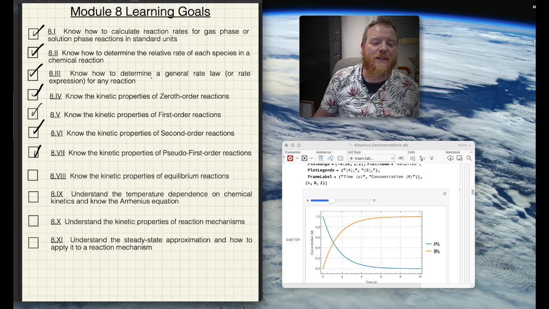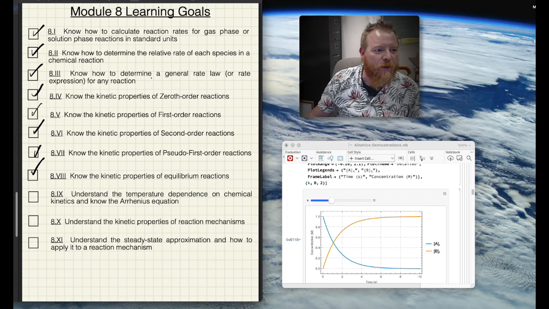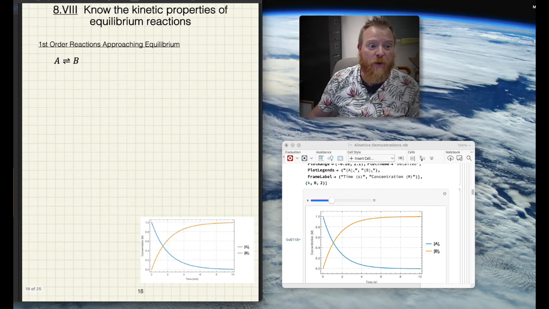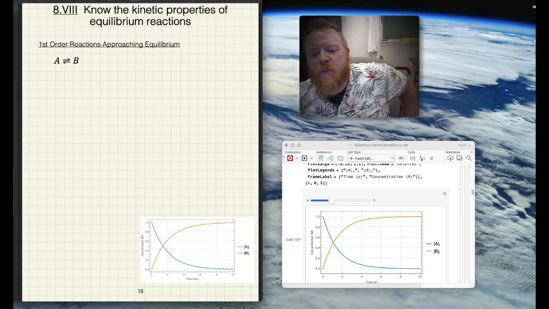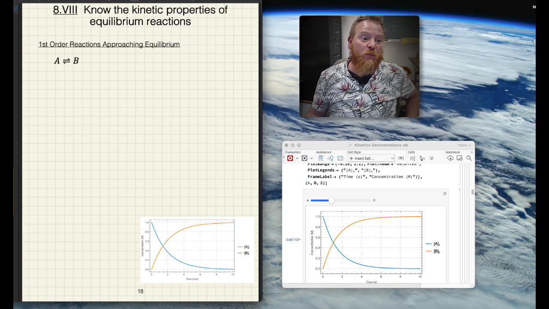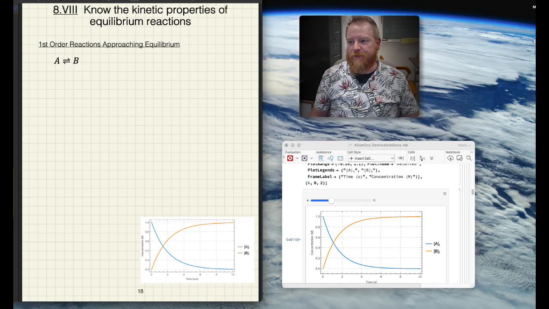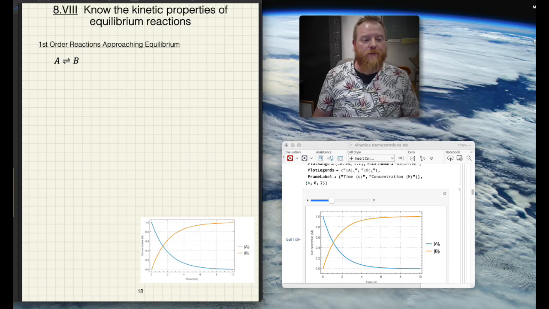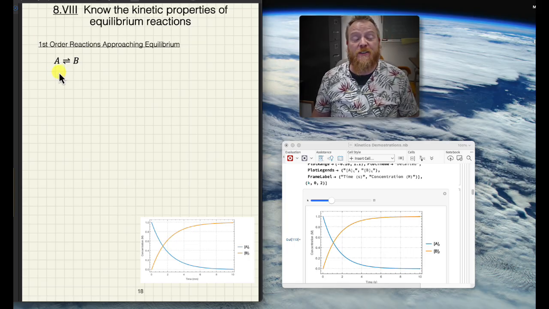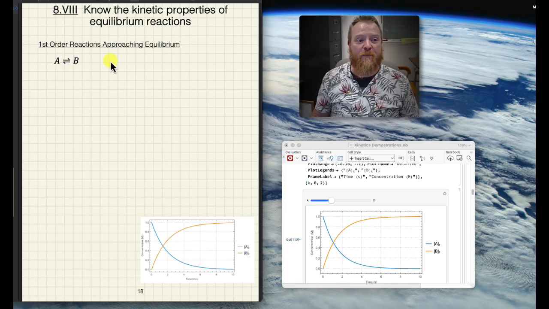All right, let's get into the kinetics of equilibrium. So we're just going to look at a simple first order equilibrium expression, but it will create the basis for how we can think of more complicated equilibrium expressions. So imagine we've got the simple equilibrium between A and B.